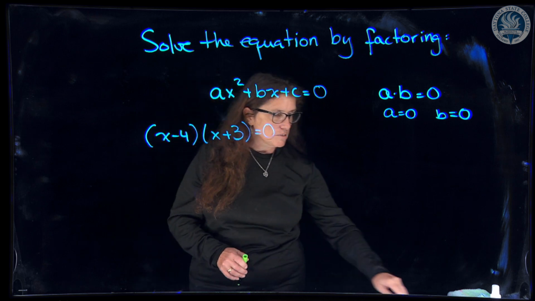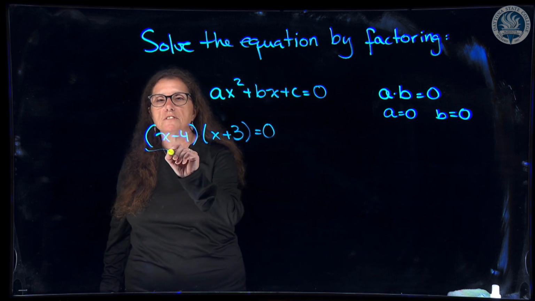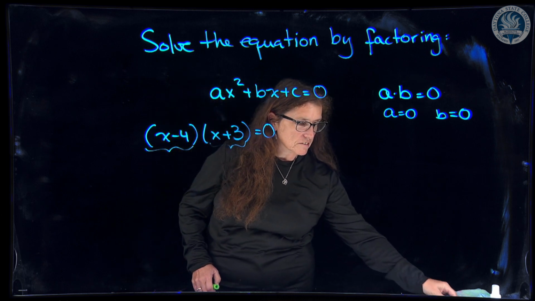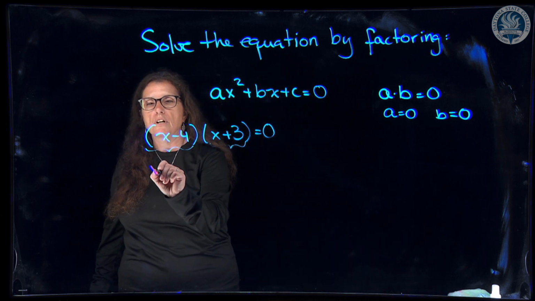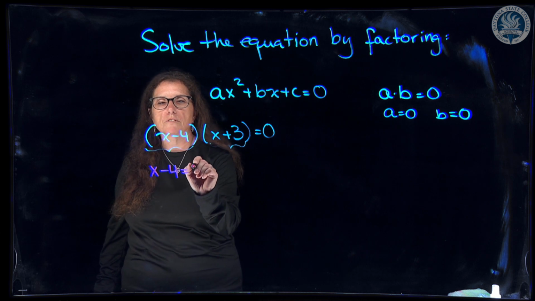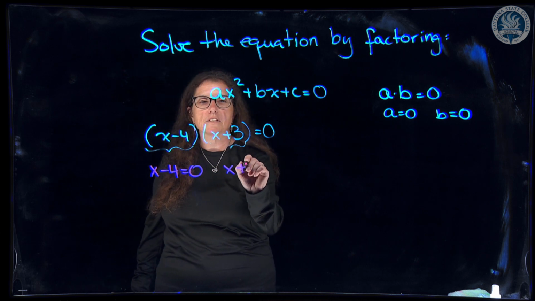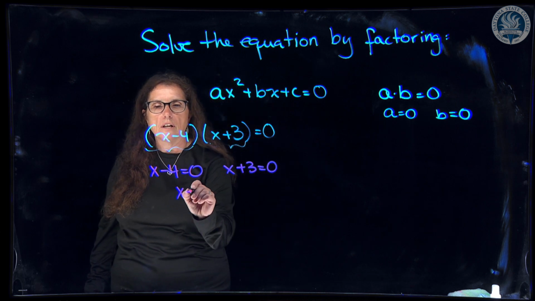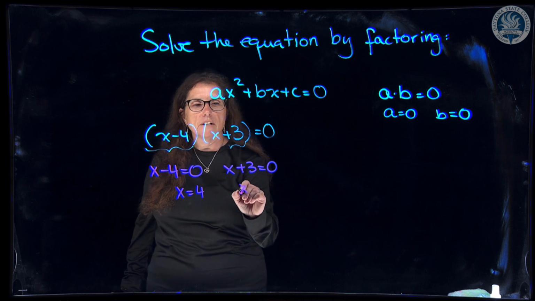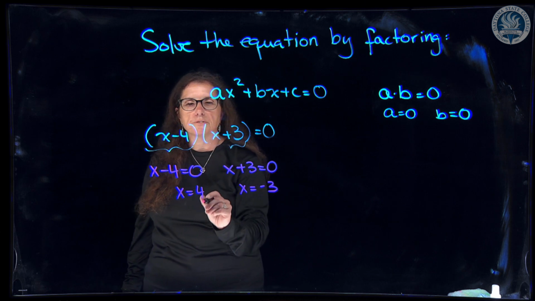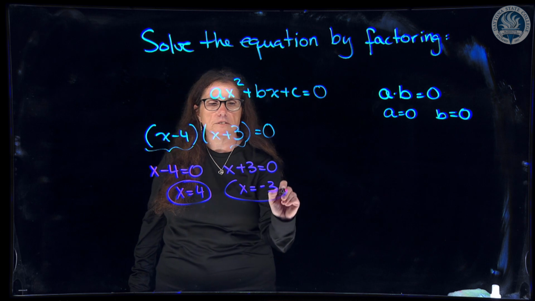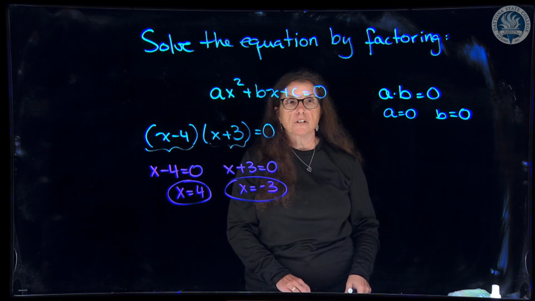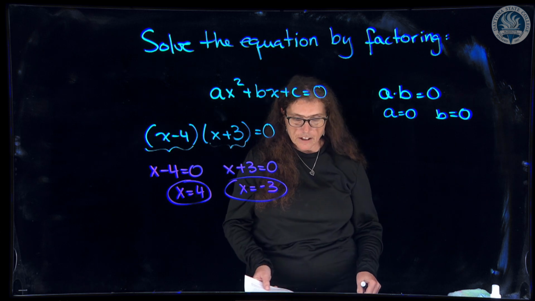All I need to do now is set each of these mini factors, as I call them, equal to 0. So I'm taking x minus 4, I'm going to set that equal to 0, and x plus 3, set it equal to 0, and then solve for x. Add 4. X is equal to 4, and in the other case, x is equal to negative 3. Guess what? Done you are. Beautiful problem. Unfortunately, you don't come across these problems that often.